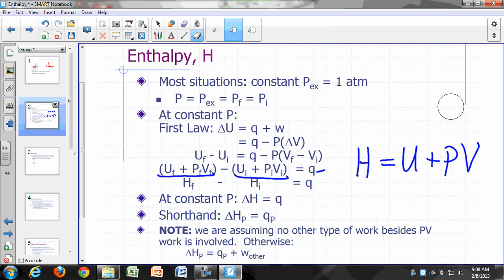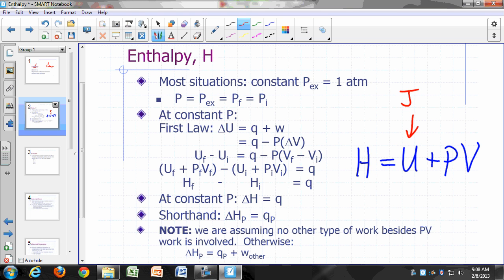Okay, so we're just making up a new property. Internal energy plus pressure times volume. You'll notice the units here are consistent. The unit for internal energy is joules, right? What's the unit for pressure and volume? Liter times atmosphere or liter times bar. That's an energy unit. You can convert that to joules, right?